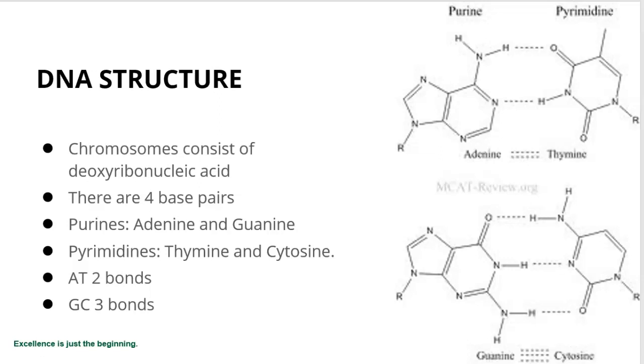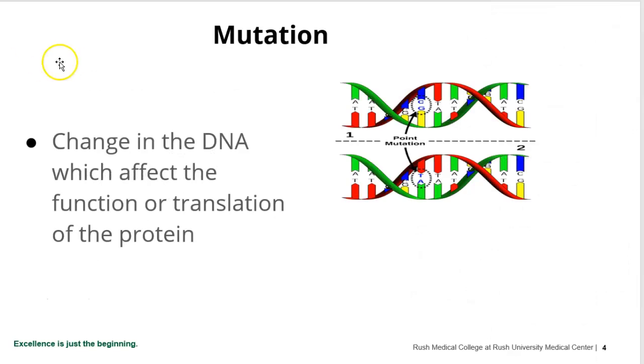So DNA structure, we probably remember this from high school, but there are four bases in DNA. Two are pyrimidines, thymine and cytosine, and the purines are adenine and guanine. Adenine and thymine have a double bond. Guanine and cytosine have a triple bond. When we get to chromosomes, which we'll talk more about next year, the triple bond GC is actually the more gene-rich area of the genome.